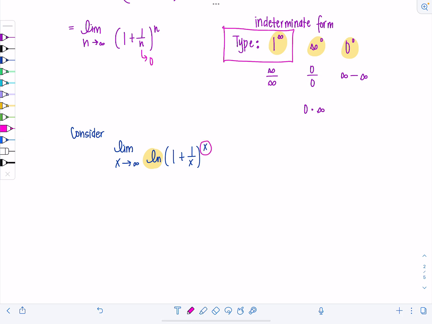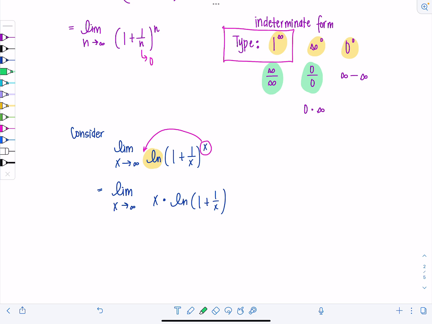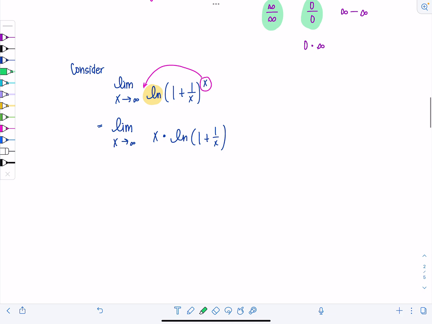Why? So that you can move this exponent down in the front here. So now we've got the limit as x approaches infinity of x times natural log 1 plus 1 over x. And remember, you're only allowed to use L'Hôpital's rule on indeterminate forms of the type infinity over infinity or 0 over 0. So I'm going to try to rewrite this expression as a quotient instead.